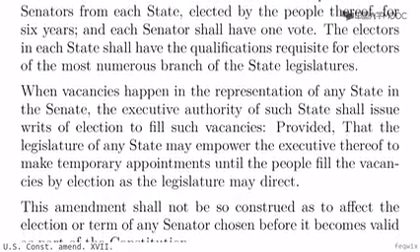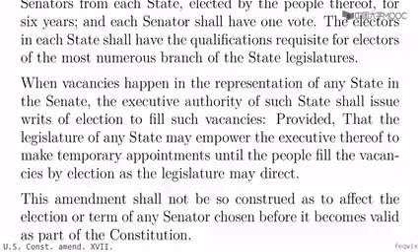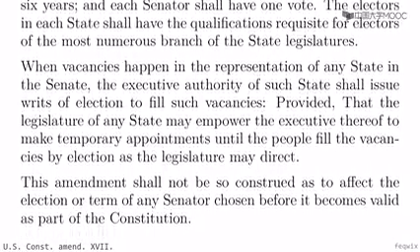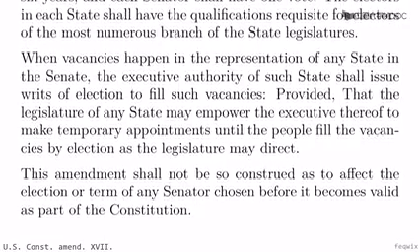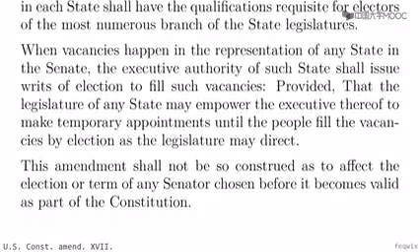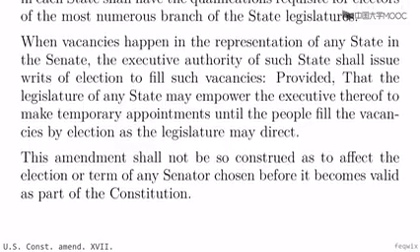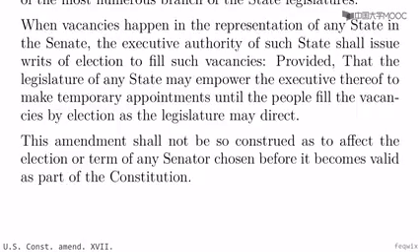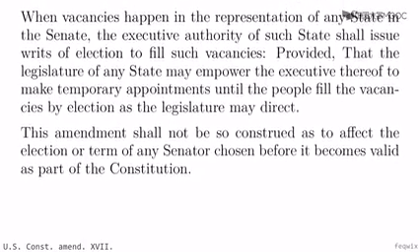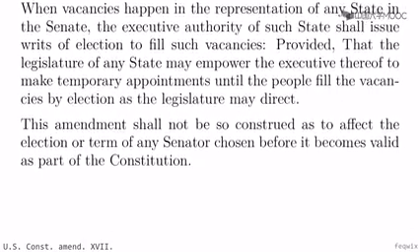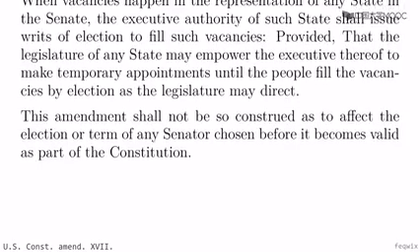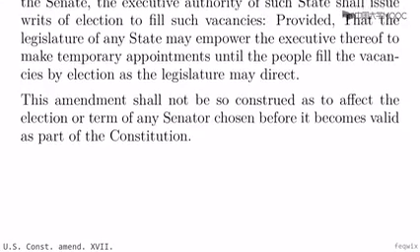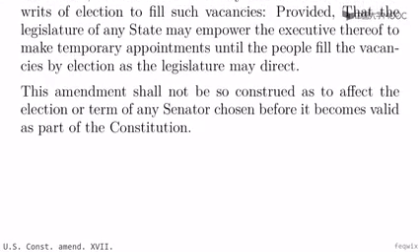When vacancies happen in the representation of any state in the Senate, the executive authority of such state shall issue writs of election to fill such vacancies, provided that the legislature of any state may empower the executive thereof to make temporary appointments until the people fill the vacancies by election, as the legislature may direct. This amendment shall not be so construed as to affect the election or term of any senator chosen before it becomes valid as part of the Constitution.